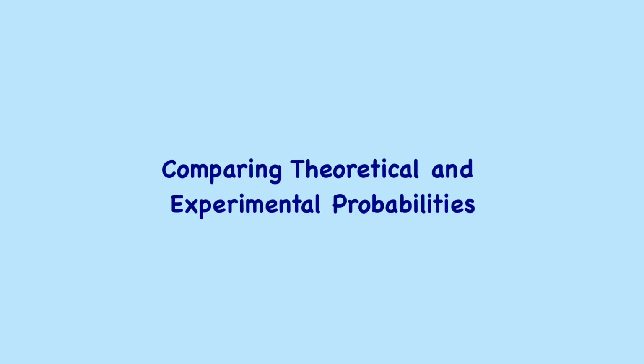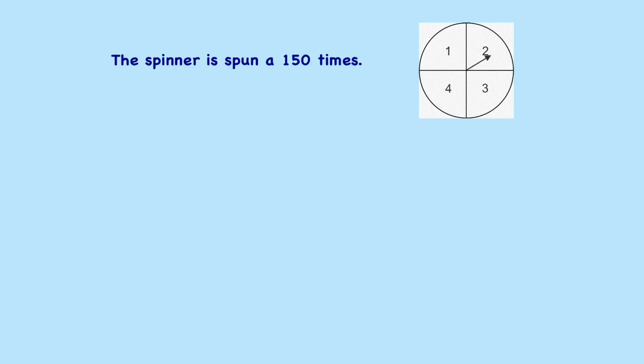Comparing theoretical and experimental probabilities. So let's have a look at this spinner. The spinner has numbers 1, 2, 3 and 4 on it, and it is a fair spinner. That means it's equally likely to land on any of the numbers. It is spun 150 times and the results are below.